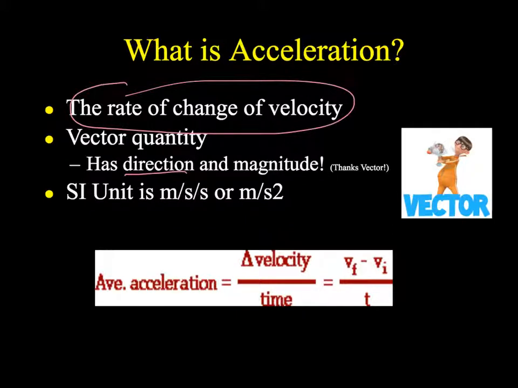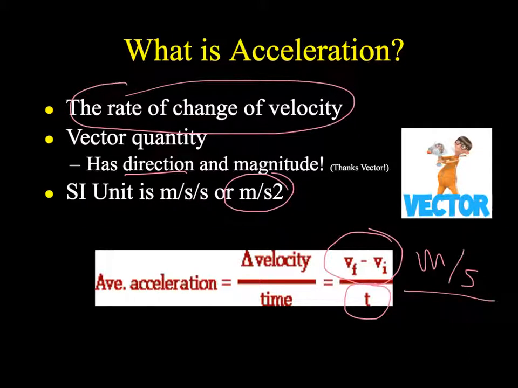And though we've been dealing with units already, meters per second squared is what we're going to use for our units for acceleration. The actual equation for acceleration is going to be your final velocity minus your initial velocity divided by the time. And since velocity is meters per second and time is in seconds, you can see how you end up getting your meters per second squared as your units.